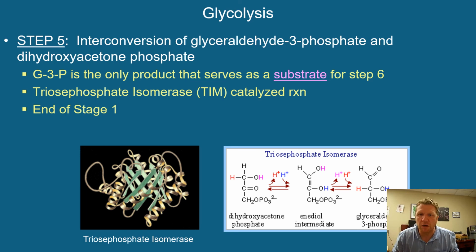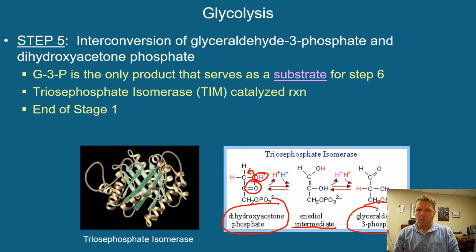We'll see that displayed right here. Here is our dihydroxyacetone phosphate. We've got 3 carbons. What we're going to do is make an ene-diol intermediate, and then we're going to make glyceraldehyde 3-phosphate. Essentially, what this consists of is taking this double bonded oxygen and shifting it up, and taking this hydroxyl group that was on that carbon and shifting it down. Now, what this is going to yield is the end of stage 1.